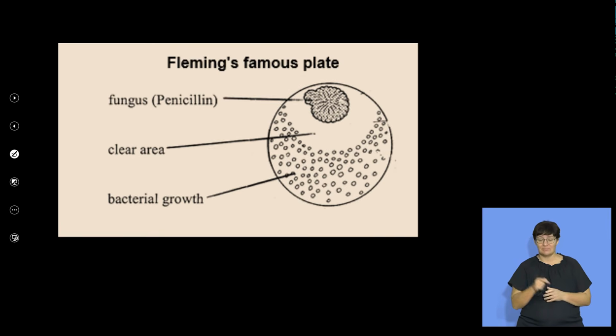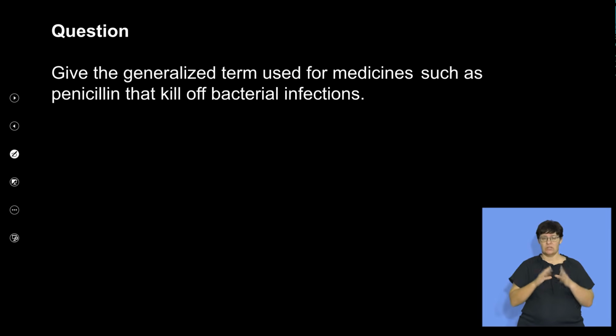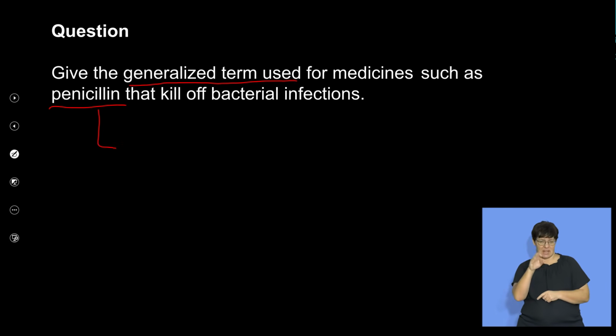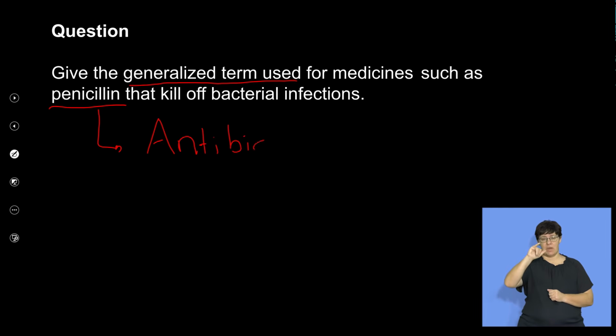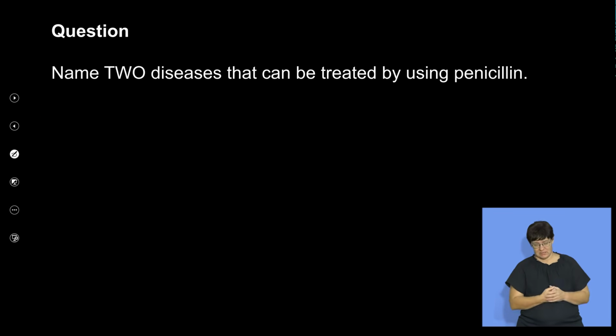Okay, here is his famous plate. There is the fungus at the top, and obviously if you have a look at the clear area, that clear area over there, no bacteria, the fungus was able to stop bacterial growth. Okay, so let's look at the questions. Give the generalized term used for medicines such as penicillin. What do we call those today? Those are called antibiotics. Right, remember we don't use penicillin. There's a variety of ways that pharmacies can now manufacture these antibiotics.